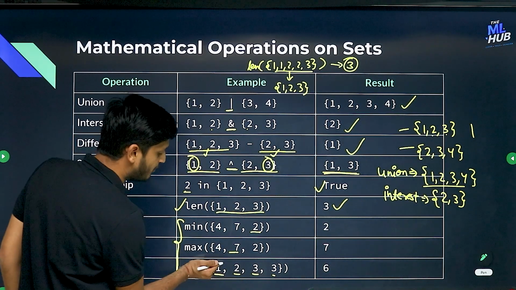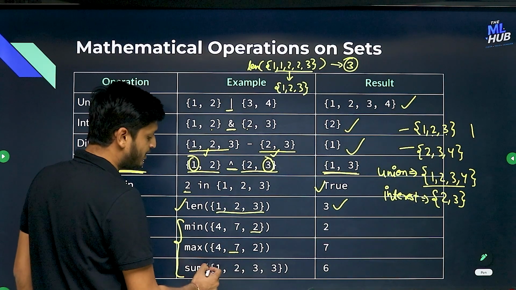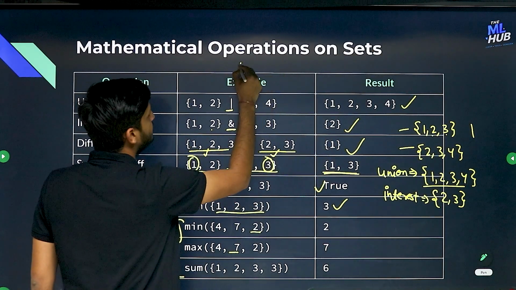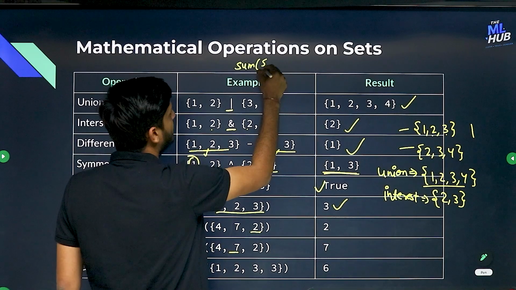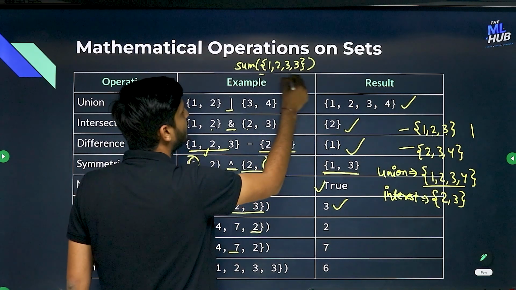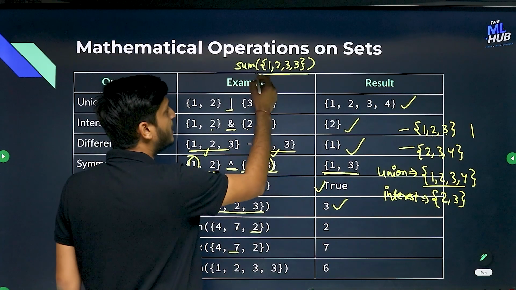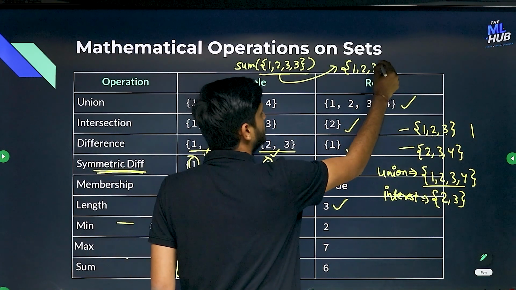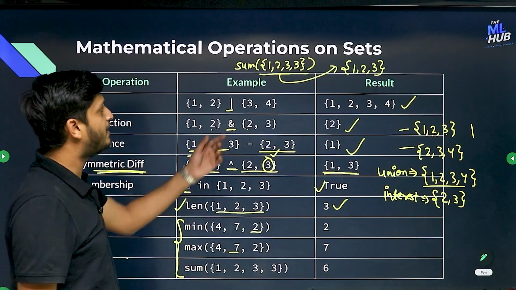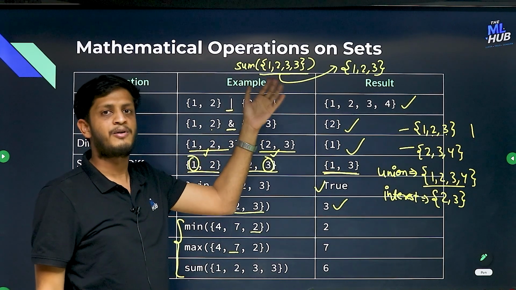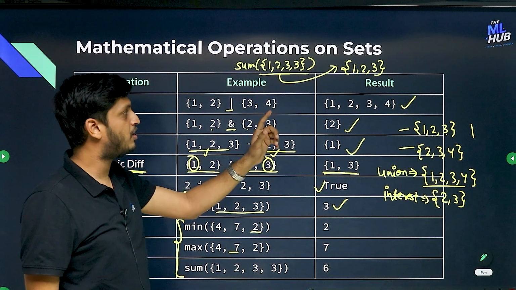So here there is a very important example. Sum of the set 1, 2, 3, 3. What will happen here? Sum of the set containing 1, 2, 3, 3. Now a set containing 1, 2, 3, 3 cannot exist. Whenever you write this statement, internally the set will only contain 1, 2 and 3. You might think that the sum of all the elements here is 9. But it is not the case.